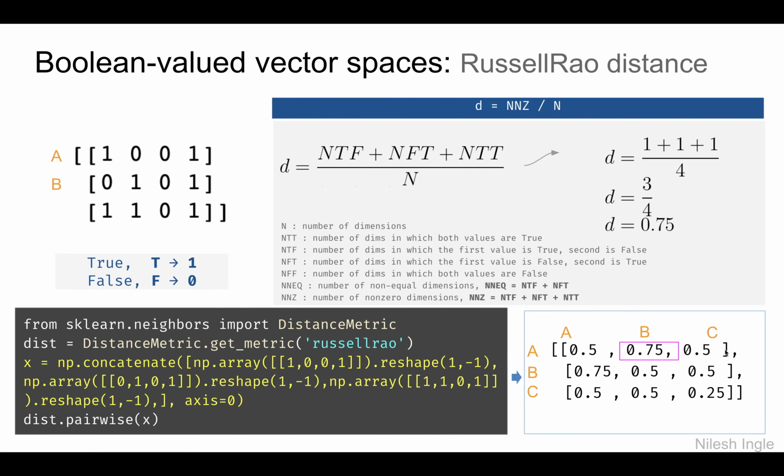And moving on, there is the Russell-Rao distance, and here we can see the relation for that. We are dividing the number of non-zero dimensions by n, and here we get a Russell-Rao distance of 0.75. And in the output, the distance between A and B is 0.75. The distance between A and C is 0.5.